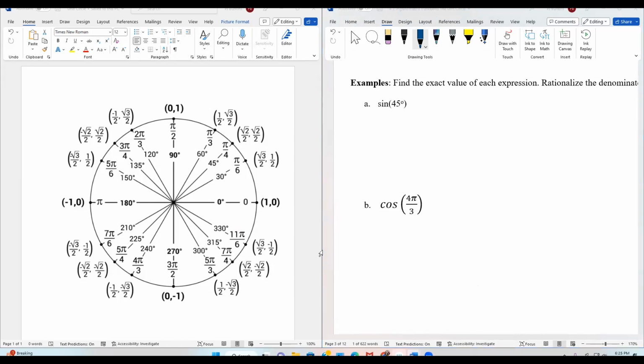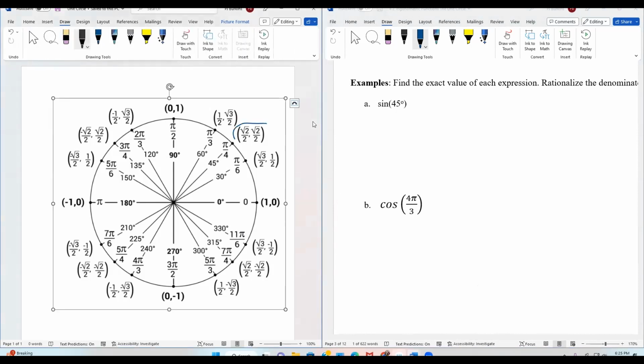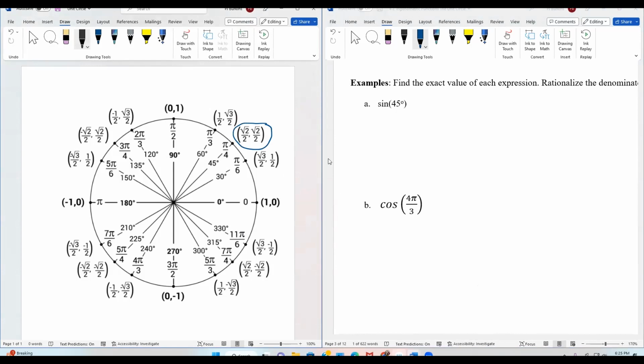So we need to go to the unit circle and find 45 degrees. It's right here. So we are looking at this coordinate. Sine, we know, is related to y. And so we just need the y coordinate. That's not so bad.